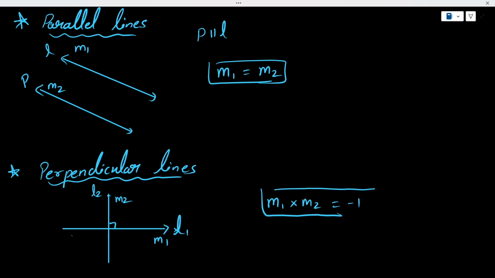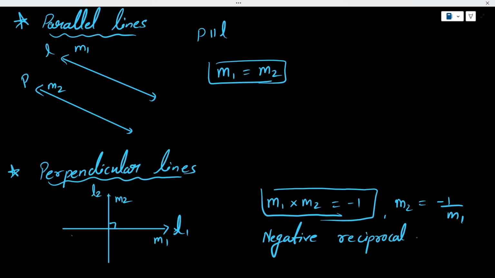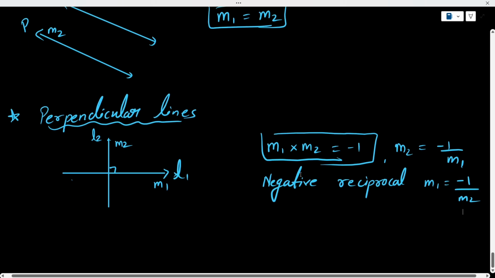So this rule you have to remember, or we say that they are negative reciprocals of each other, right? So what is going to be the gradient of a perpendicular line? It will be the negative reciprocal. Why do we say negative reciprocal? Because if M1 is known, you can get M2 as minus 1 by M1. Or if you need to find M1, then you can take minus 1 by M2. That's why we call it negative reciprocal.